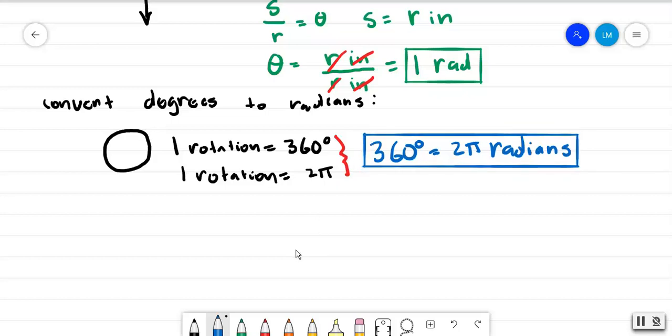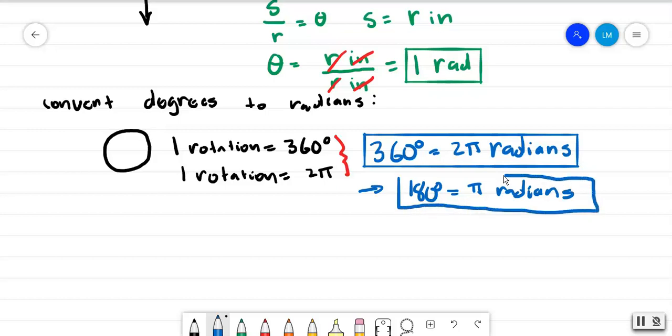Now, what that basically means, furthermore, is that 180 degrees is equal to pi radians. So we have a nice little equivalence for, for example, what is a straight angle? Well, it's just half of the measurement, so pi radians is equal to 180 degrees.